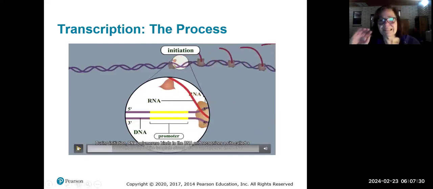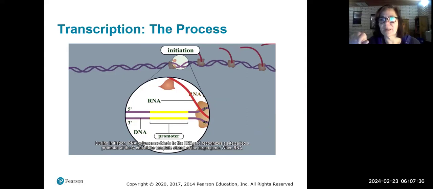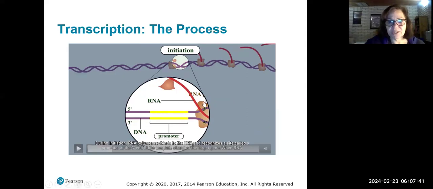Okay. I know that that's a lot of terminology. The 3' end just means this is the end where you can start. This is like an on-ramp. This is where we can get started. So initiation is the coming together of this RNA polymerase and the correct section of the DNA.